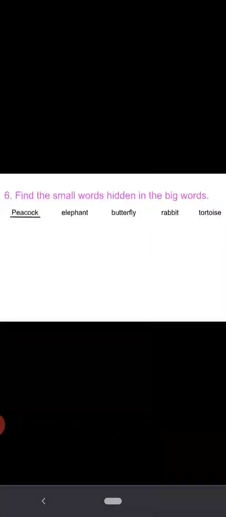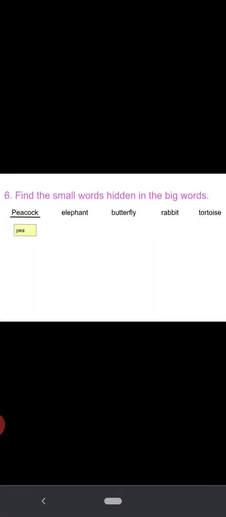Find the small words hidden in the big words. Now here there are big words given. These are the names of animals. And we have to find the small words which are hidden in it. Let us see the first one, that is peacock. Which are the small words hidden in this word? Now we have to use these letters only. Okay. Now let us see the first word.